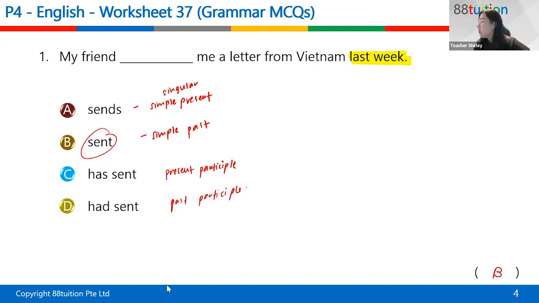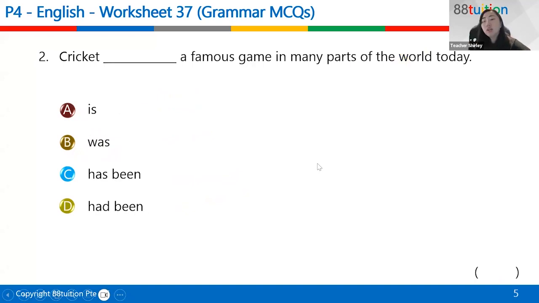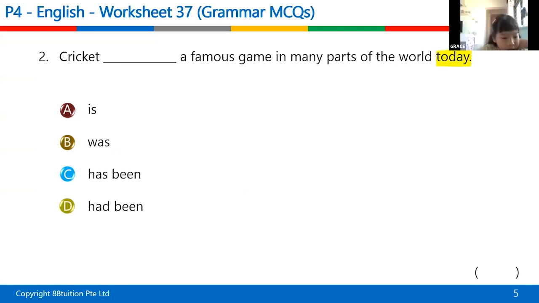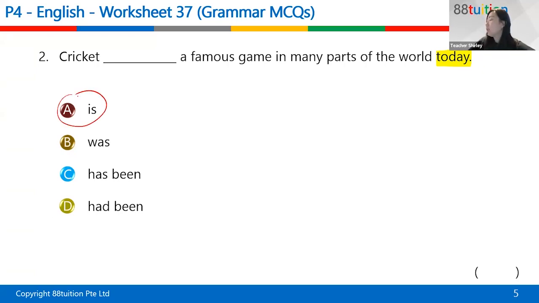Now the next question, cricket. Cricket, what a famous game in many parts of the world today. Any volunteers? The keyword is today. Present. Yes, Grace. A. Yes, A, because it is still considered a famous game as of today, right? So it can be like a fact. If I were to give you a fact, the fact doesn't change, right? So it's in present tense.